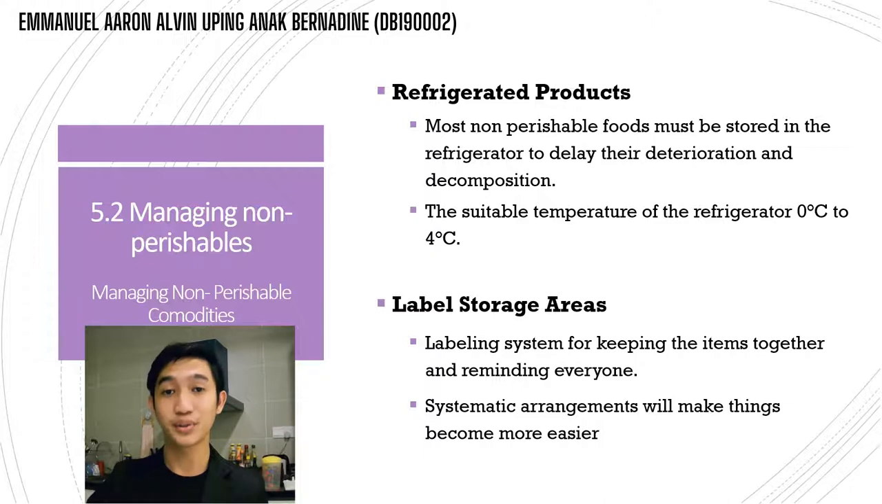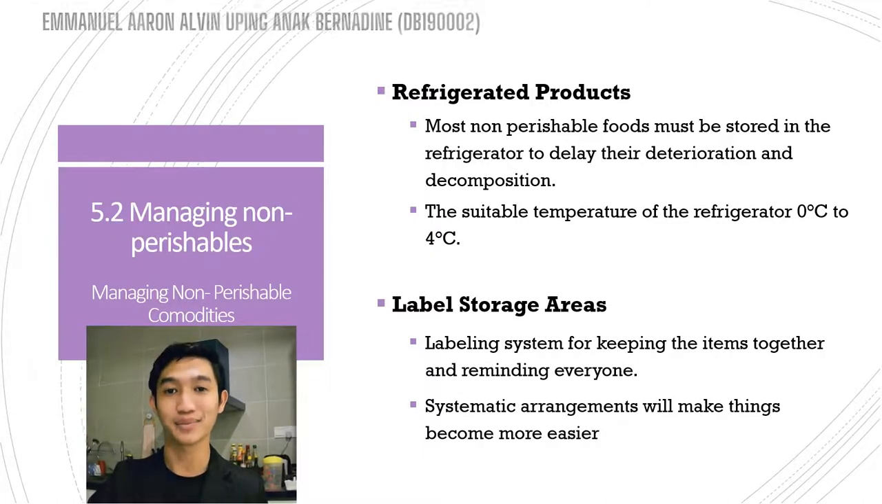Label storage areas. Consider a labeling system for keeping the items together and reminding everyone with access to the pantry about the layout. Systematic arrangement will make it easier to manage the storage of non-perishable items.